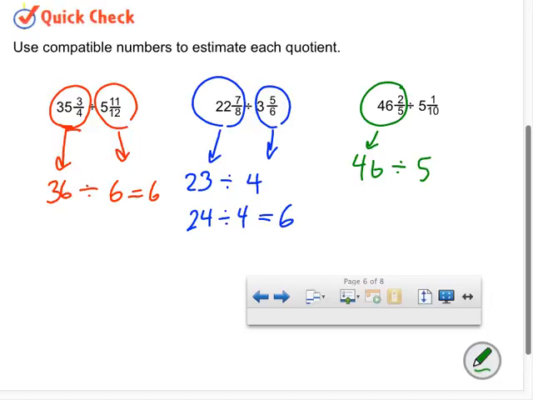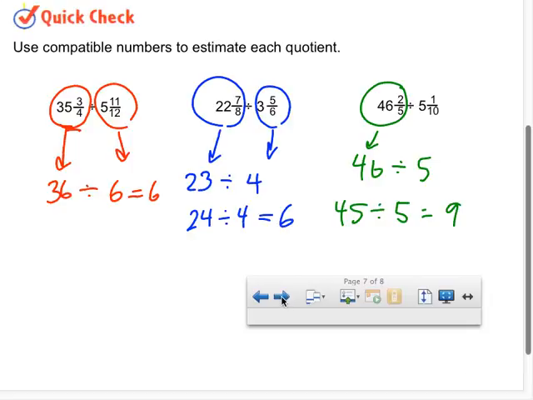Now, is 46 and 5, are those compatible numbers? Can you get some compatible numbers that are really close to 46 and 5? Oh, I did. I'm sorry. So what's it going to be? 45 divided by 5. And what's that going to be? It's going to be what? 9. Very good. Easy stuff, right?